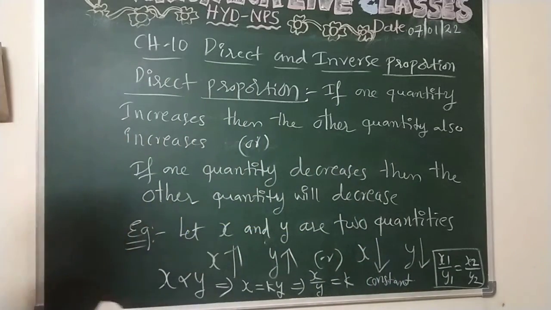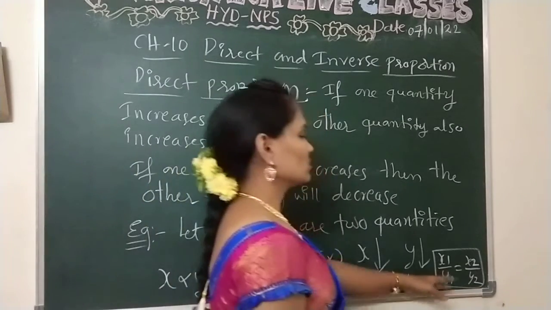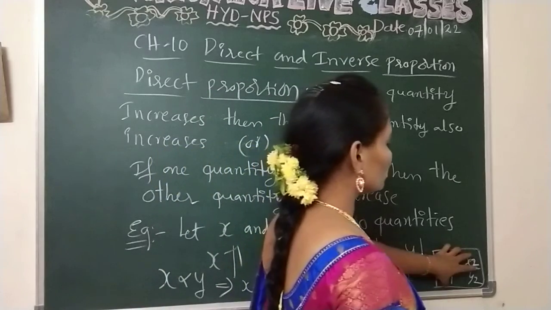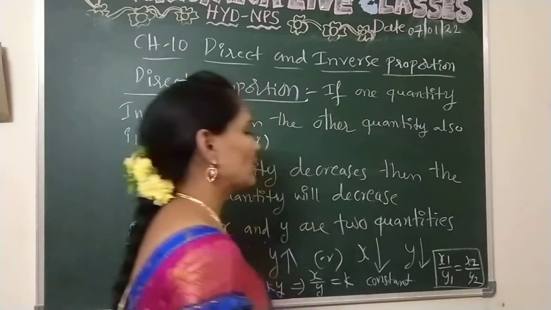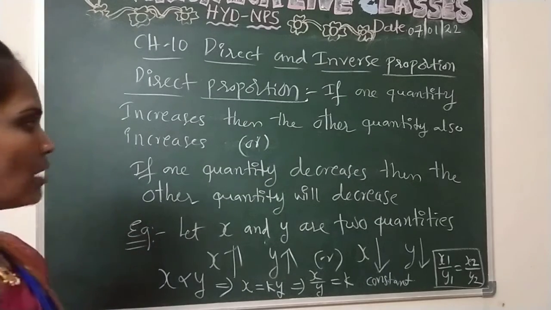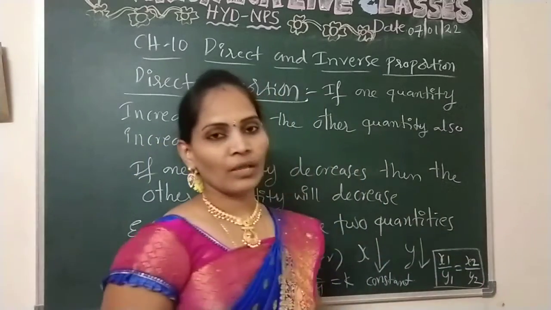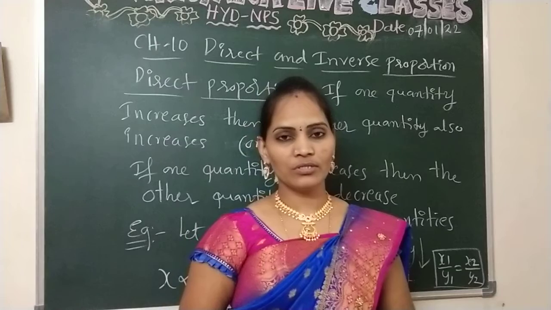You should remember, based on this direct proportion, you will get problems. By using this formula, we can solve those problems. Any three quantities they will give, and the fourth quantity we should find out. This is about direct proportion. In the next video I will explain inverse proportion. I hope you understood up to here.